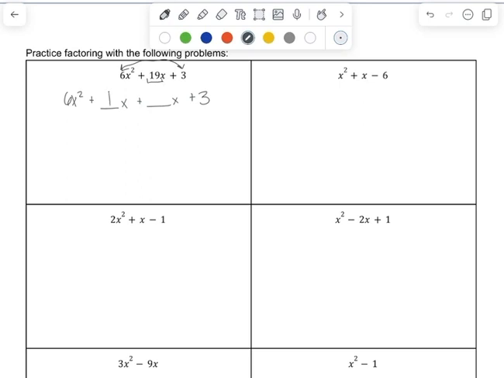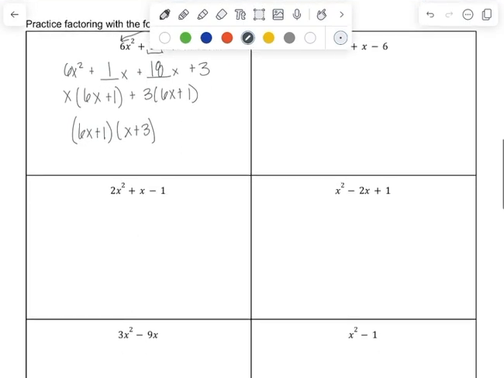So I'm going to go 1x and 18x. I can take out an x from this and be left with 6x plus 1. And I can take out a 3 from this and be left with 6x plus 1. So one of my factors is 6x plus 1, and the other factor is x plus 3. So there you go. Practice that.